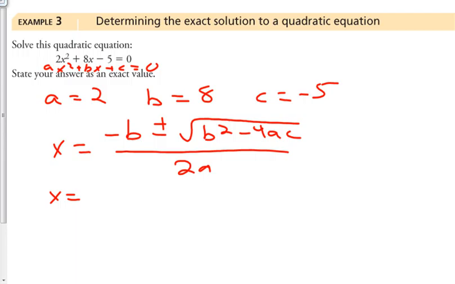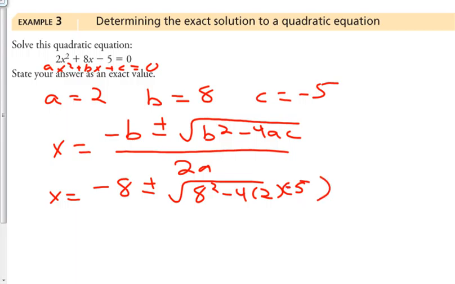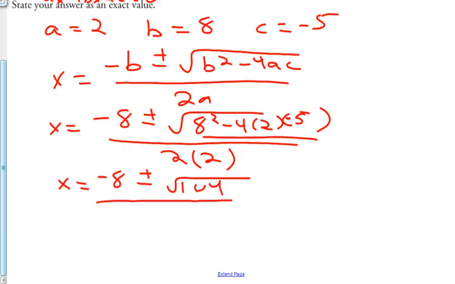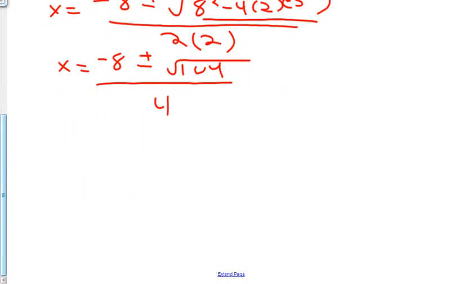x is equal to negative b, so that's negative 8, plus or minus the root of 8 squared minus 4 times 2 times negative 5, all over 2 times 2. Then I can simplify. x is equal to negative 8 plus or minus the root of, if I plug this into my calculator, I get 104, all over 4. Simplify some more.